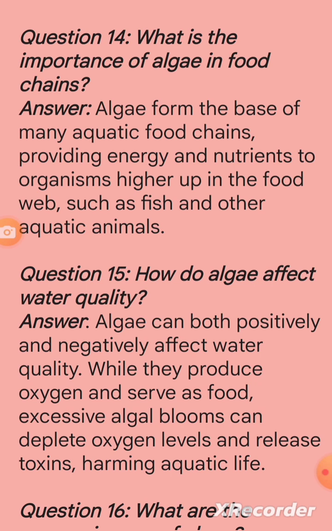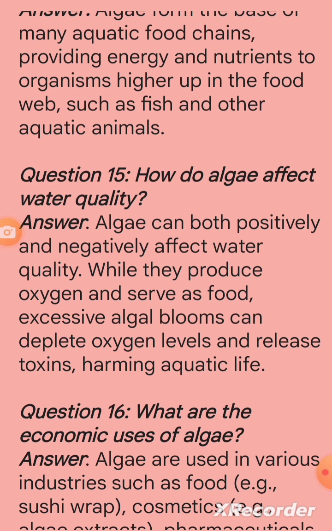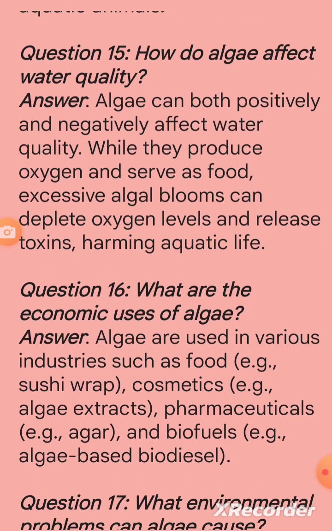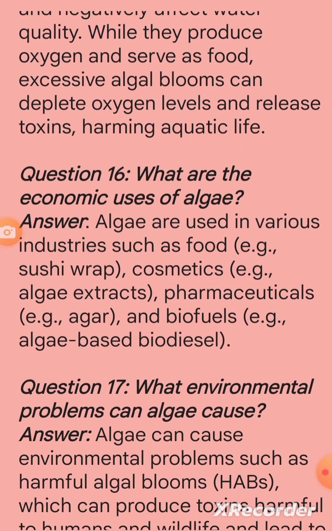Question 15. How do algae affect water quality? Answer. Algae can both positively and negatively affect water quality. While they produce oxygen and serve as food, excessive algal blooms can deplete oxygen levels and release toxins, harming aquatic life.